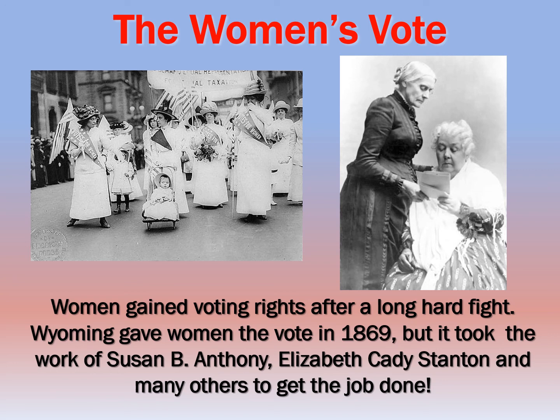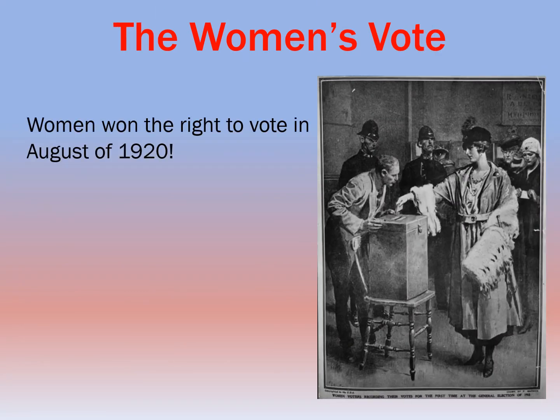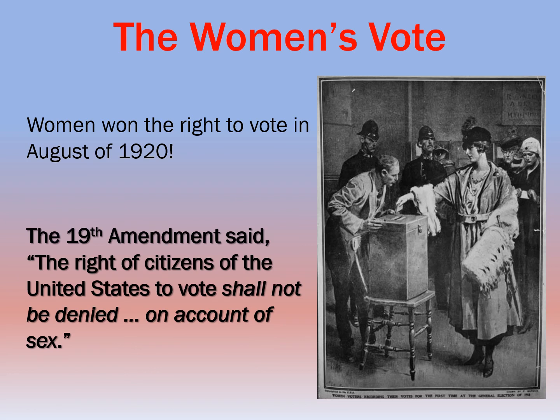Utah was second the next year. But it took the work of people like Susan B. Anthony and Elizabeth Cady Stanton and others to get the job done on a federal level. And so it wasn't until 1920, with the passage of the 19th Amendment, that women, white women, got the right to vote in federal elections in the United States. And that's what the 19th Amendment says.